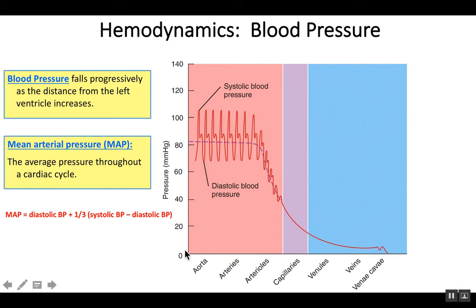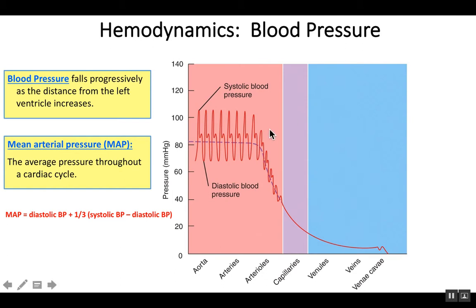You'll notice here this vertical axis is pressure in millimeters mercury. This axis here is throughout the systemic circuit. So you would start really at the left ventricle, then aorta, arteries, arterioles, capillaries, venules, veins, vena cava, and then right here would be the right atrium. So what we're looking at is the pressure differences that occur throughout the systemic circuit.